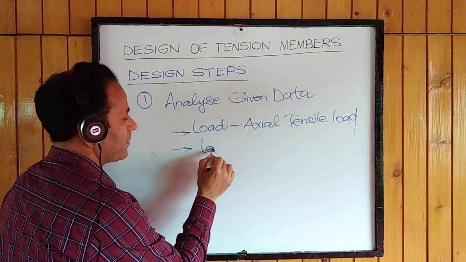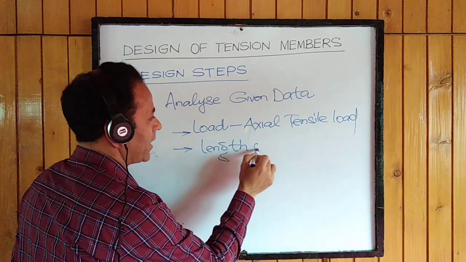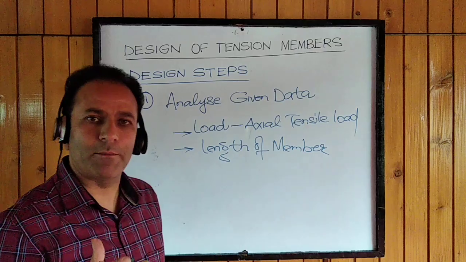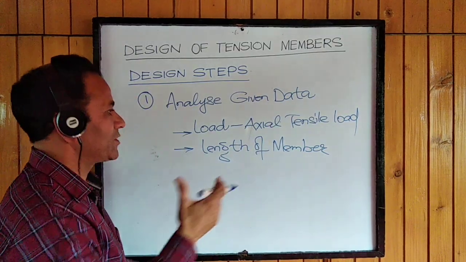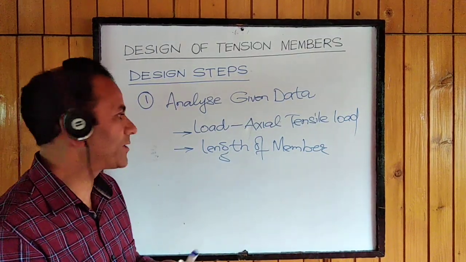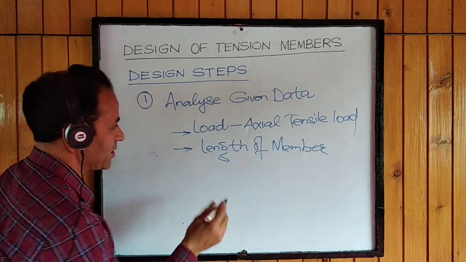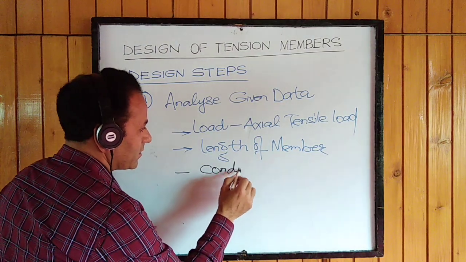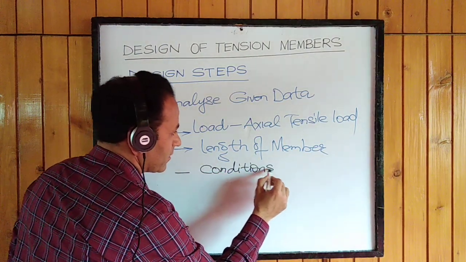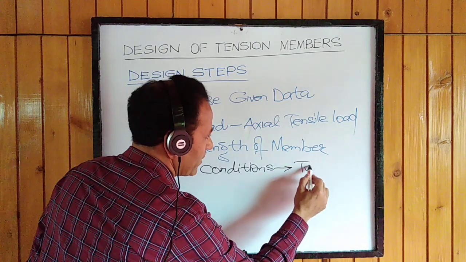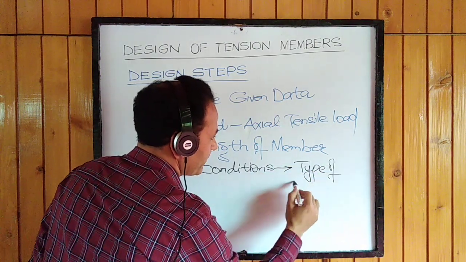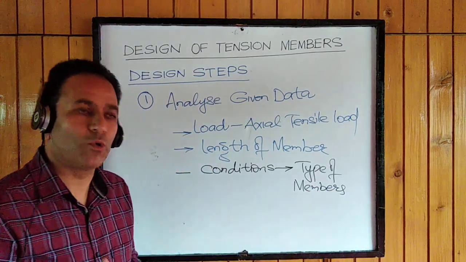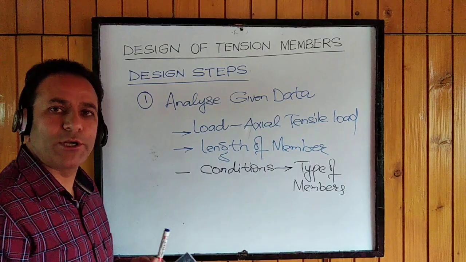Then other parameters include the length of member. Length of the tension member must be specified. What is the distance from center to center of intersection of the particular tension member? Then we have certain conditions, that is the type of member, what structures we are going to use to design this particular member.